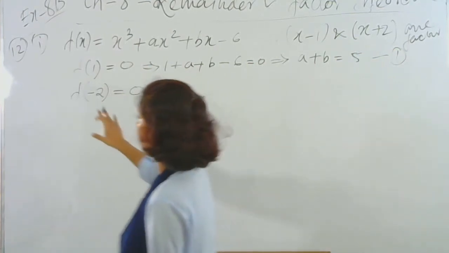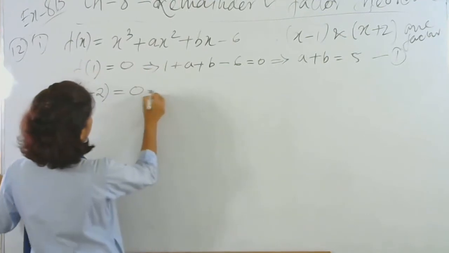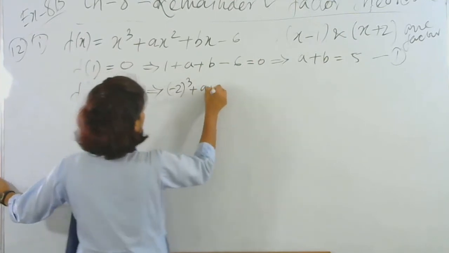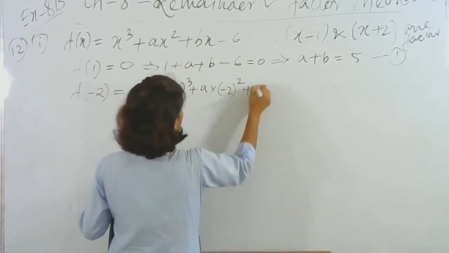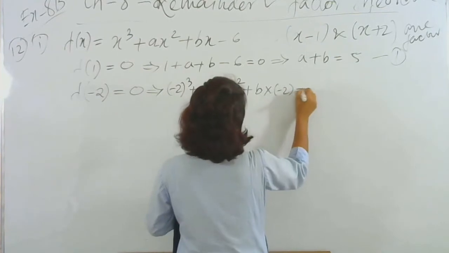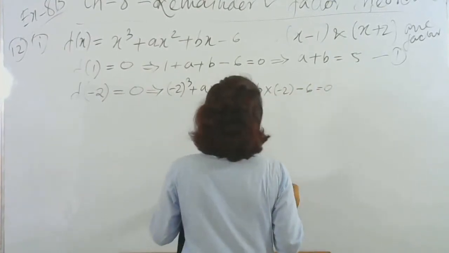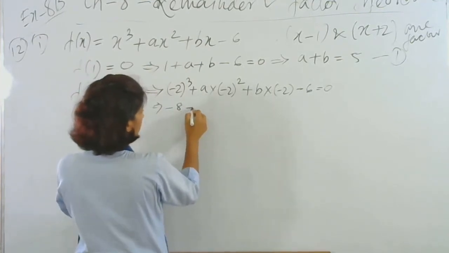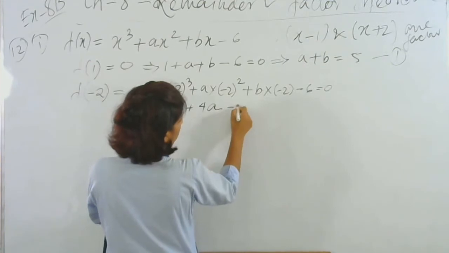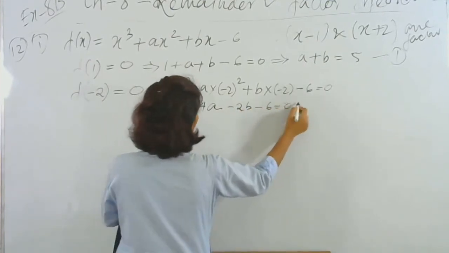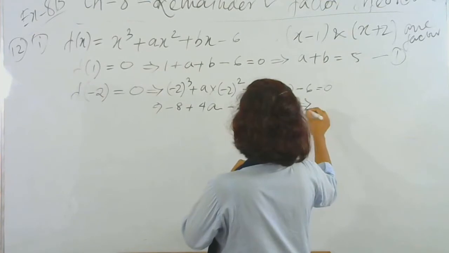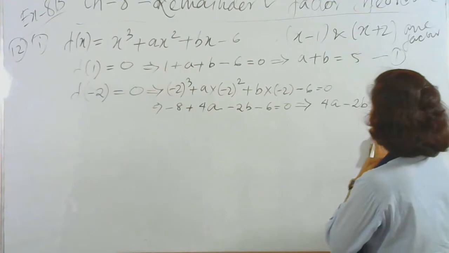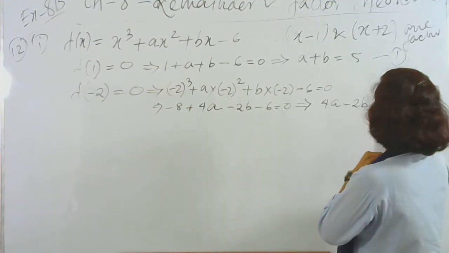Now from f of minus 2, what will I get? Minus 2 whole cube plus a into minus 2 whole square plus b into minus 2 minus 6 is equal to 0. If I solve, I'll get minus 8 plus 4a minus 2b minus 6 equals 0. Simplifying, 4a minus 2b minus 8 minus 6 is minus 14, so it will be plus 14.